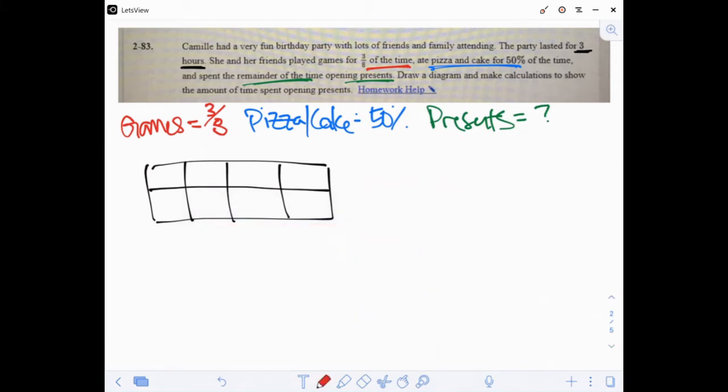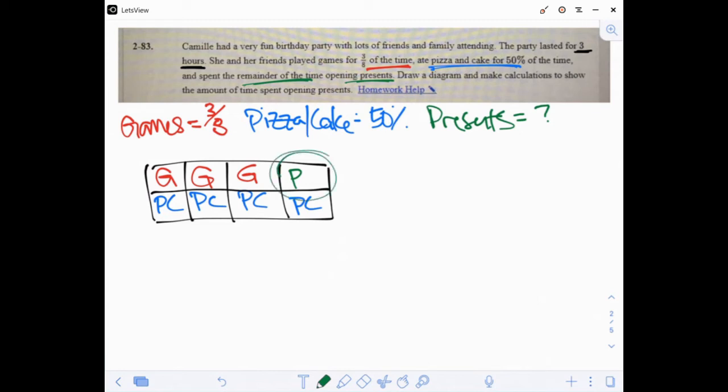So 3/8 of the time was playing games. So let's just put that, games. So 3/8 is playing games. And then it said 50% of the time was spent eating pizza and cake. So let's fill up 50% of my picture. Okay, there's 50% of my picture filled up with pizza and cake. Oops, I lost my line. Let's try and get that black line back. So that leaves one little box left. So that one box is how much time was spent doing presents. So let's just put a P there for presents.